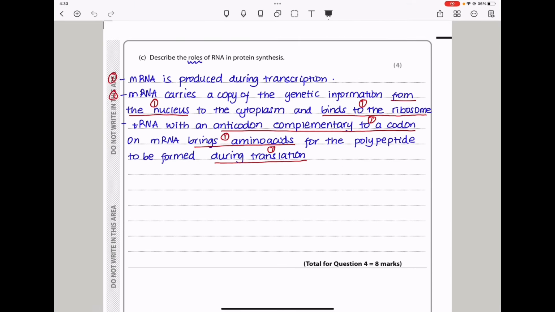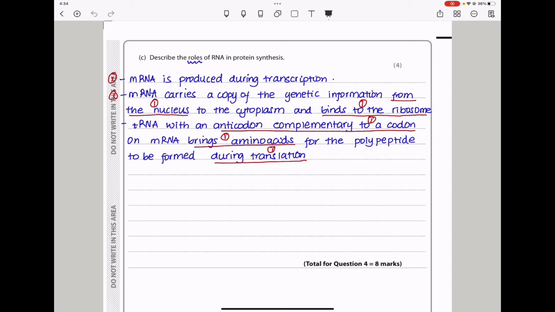Moving on. In part C, describe the roles of RNA in protein synthesis. In protein synthesis, we talk about messenger RNA. Messenger RNA is going to be produced through transcription, and the transcribed messenger RNA is going to contain a copy of the genetic information from the nucleus. It carries it to the cytoplasm. In there, it binds to the ribosome for translation to begin. Transfer RNA, containing an anticodon that is complementary to the codon on messenger RNA, brings amino acids for the polypeptide to be formed during translation.